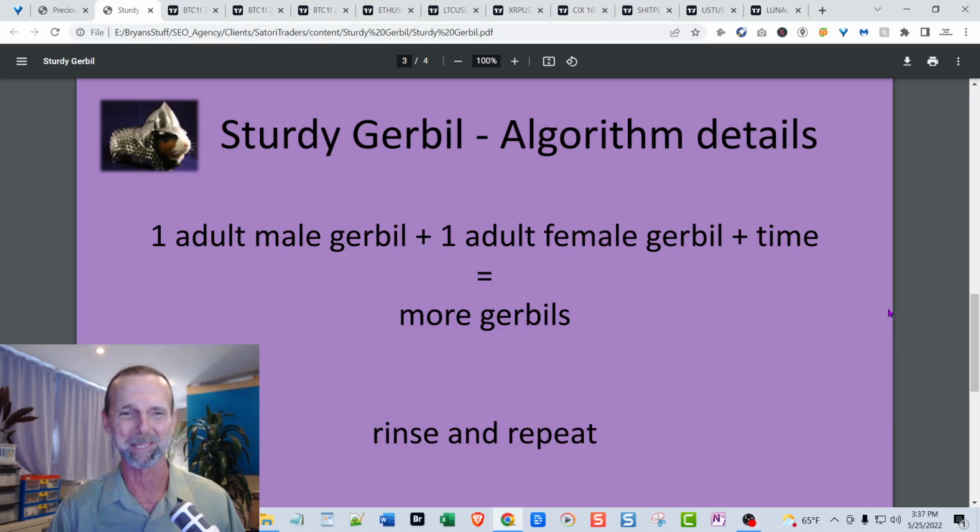pulls crypto algorithms. So if we take one adult male gerbil and add in a female adult gerbil and some time, and of course some food and water, we get more gerbils. That's the algorithm, folks. And then if we rinse and repeat, more gerbils, and price goes to the sky because obviously there's value here.